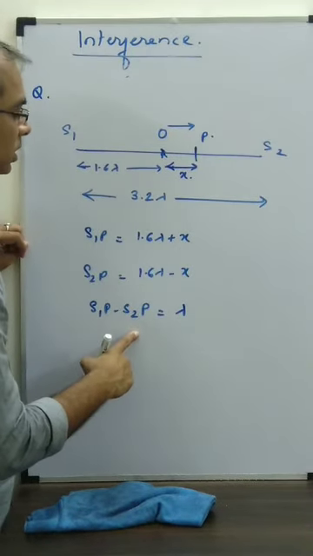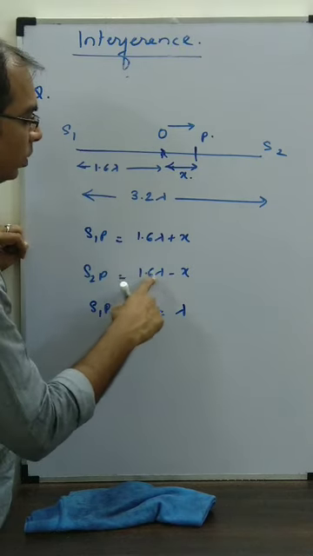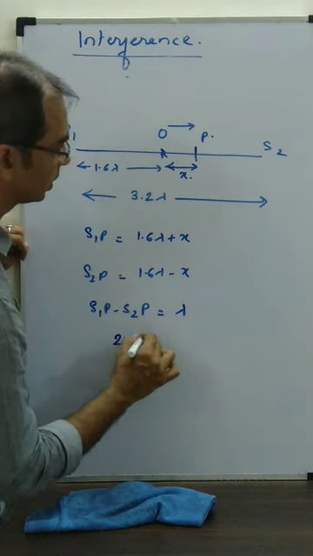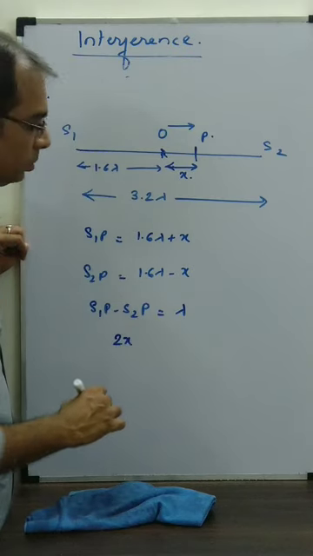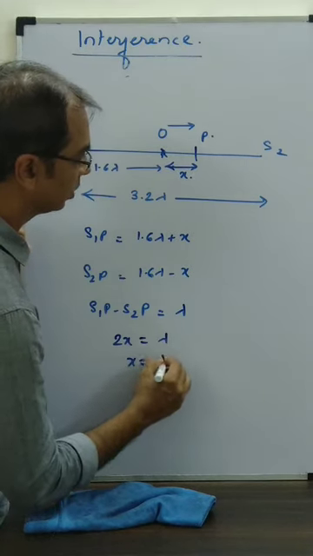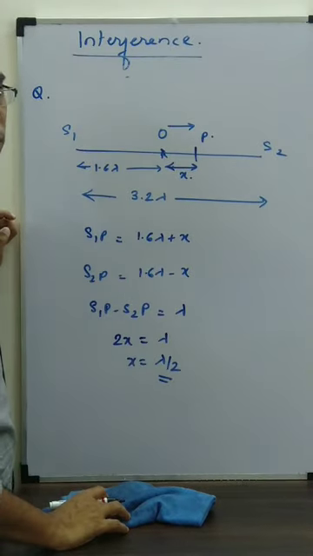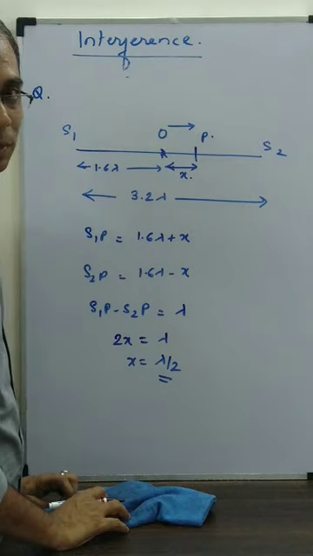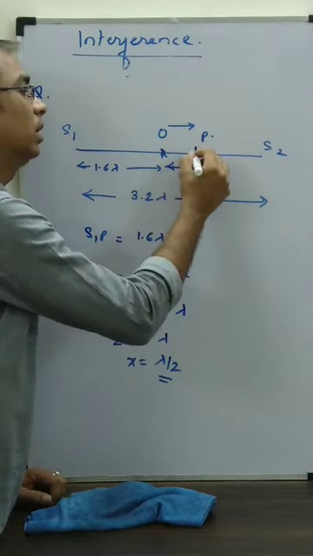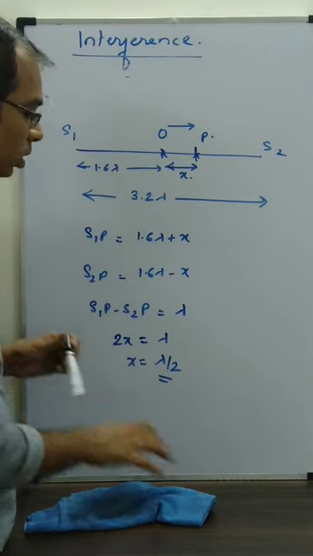So what is S1p minus S2p? 1.6 lambda plus x minus 1.6 lambda plus x. When you solve it, it will come 2x. 2x equal to lambda. So that means x is equal to lambda by 2. So if you move here lambda by 2, we are going to get the first maximum intensity, or he is going to find the next maximum intensity. Same way, let's do one more.